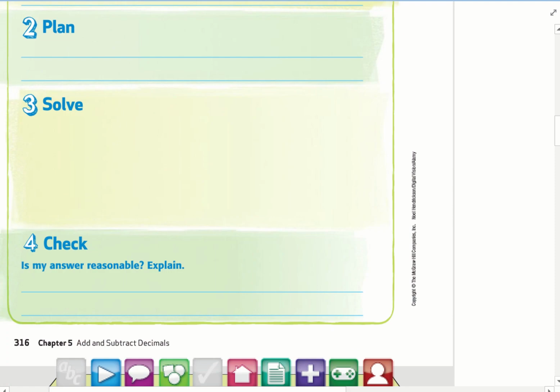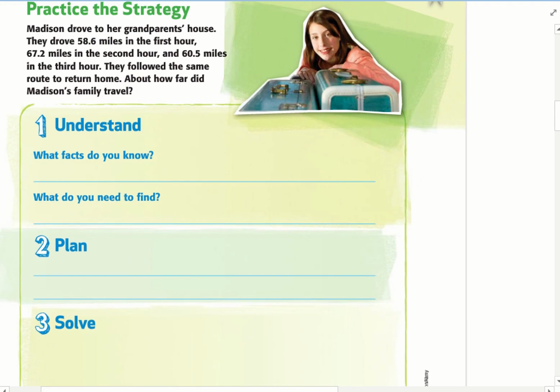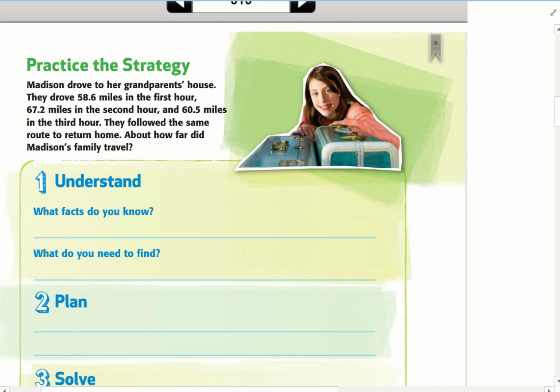So here's the other strategy. It says Madison drove to her grandparents' house. They drove 58 6/10 miles the first hour, 67 2/10 miles in the second hour, and 60 5/10 miles in the third hour. They followed the same route to return home. About how far did Madison's family travel?